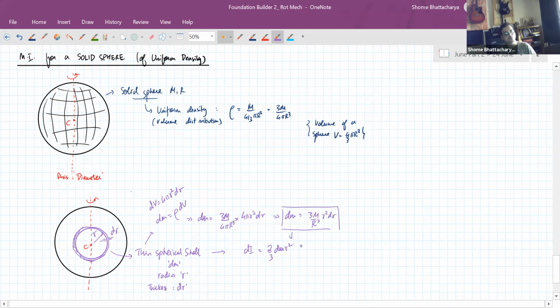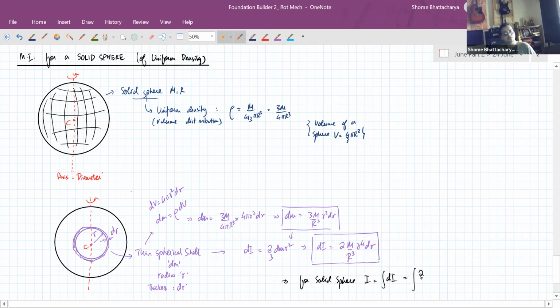So that further makes its moment of inertia as 2 by 3 into this. So that will become 2 times M by R cube into r square, so that's r to the power 4 dr. So this is the moment of inertia of the thin spherical shell about this axis. So now from this we can see that moment of inertia for the solid sphere is just summation by integration of moment of inertia of all these thin shells.